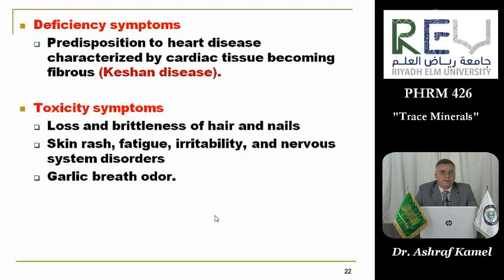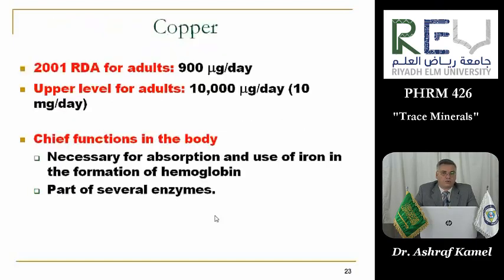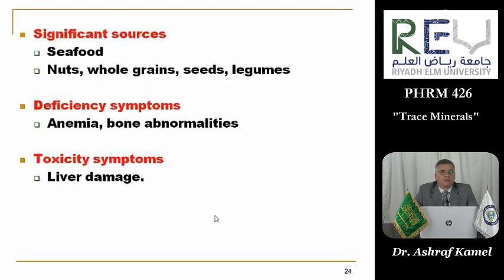Toxicity leads to loss and brittleness of hair and nails, skin rash, fatigue, irritability, and nervous system disorders, and garlic breath odor. Copper. 2001 RDA for adults 900 microgram per day, and the upper level for adults is 10,000 microgram per day, which is 10 milligrams per day. Chief functions of the body is necessary for the absorption and use of iron in the formation of hemoglobin, and it's part of several enzymes.